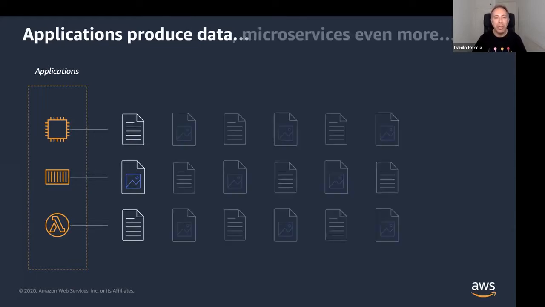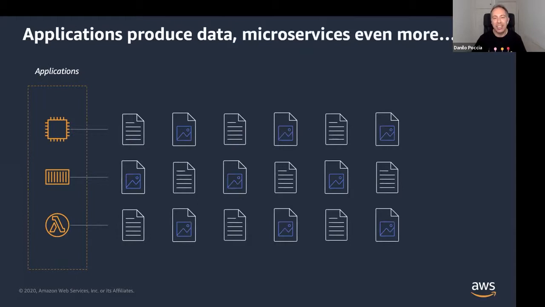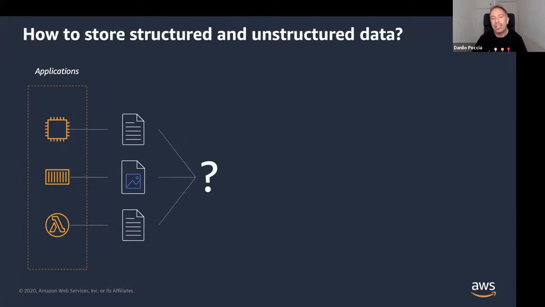So how can you manage this data that is normally growing, especially if you adopt a microservice architecture? You have multiple services, you can really collect a lot of information, lots of data. What can you do with this data? How can you store this data? It can be structured information, and as I said before, also unstructured, like images or comments to social media, for example.